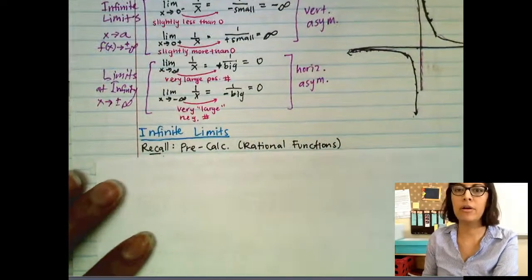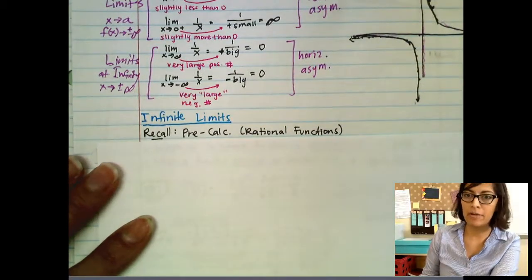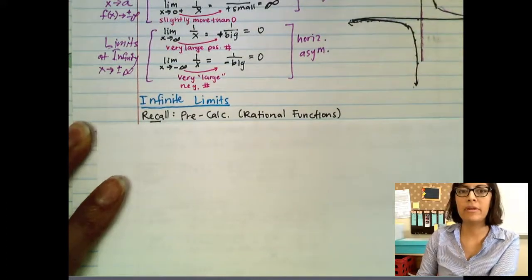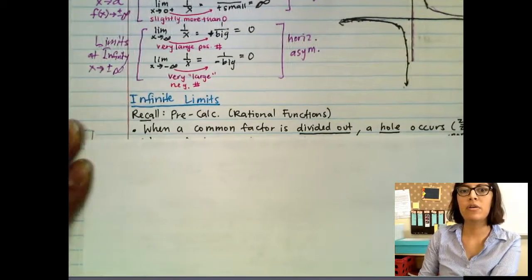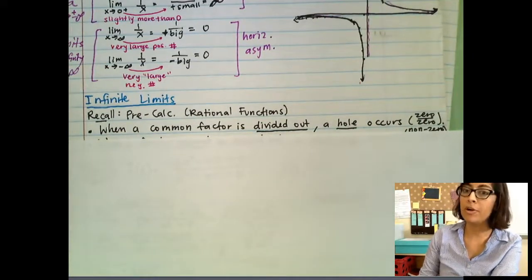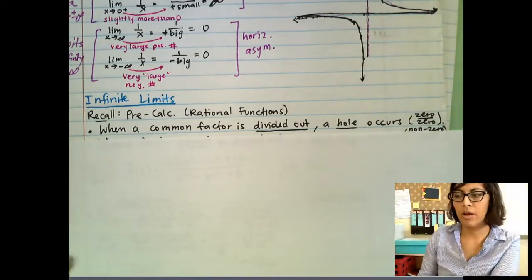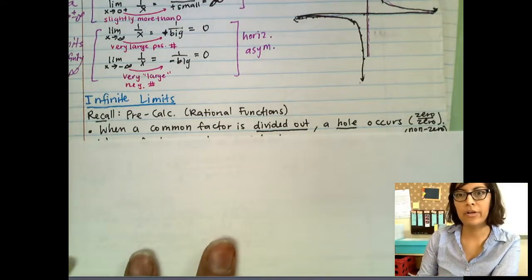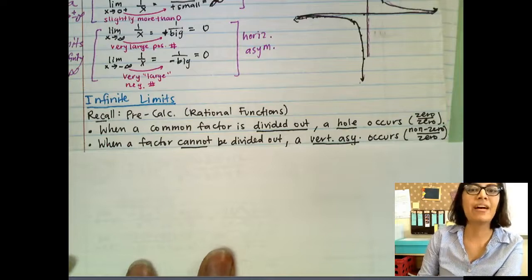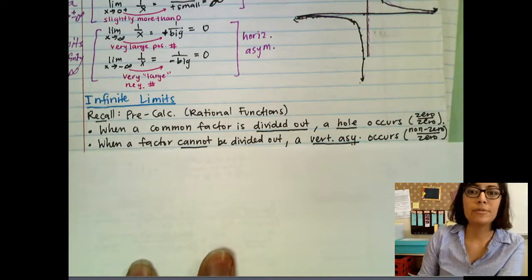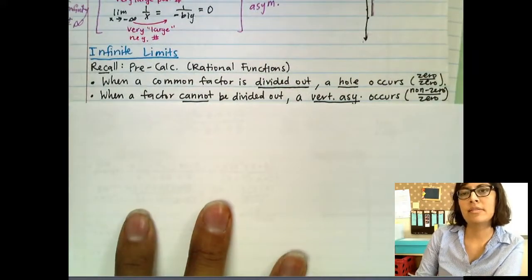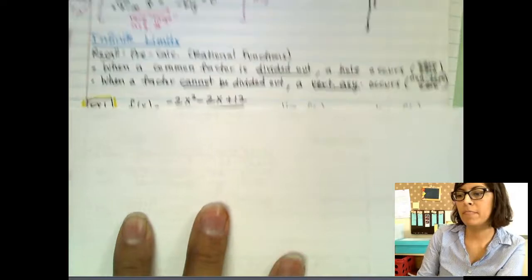Before we get there, we're going to be dealing with a lot of rational functions, so let's recall some of their properties. When a common factor is divided out, a hole occurs. This is when you get 0 over 0, and you can divide out that 0 over 0. When a factor cannot be divided out, a vertical asymptote occurs. That was a non-zero number over 0.